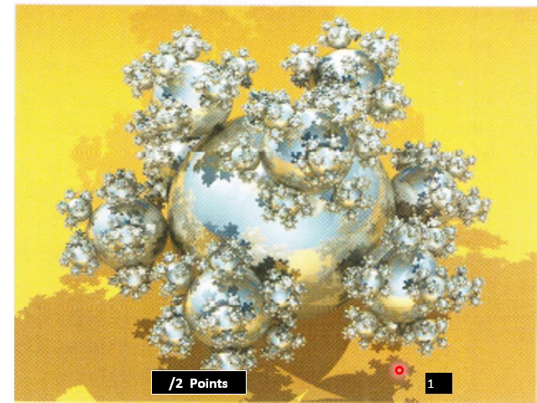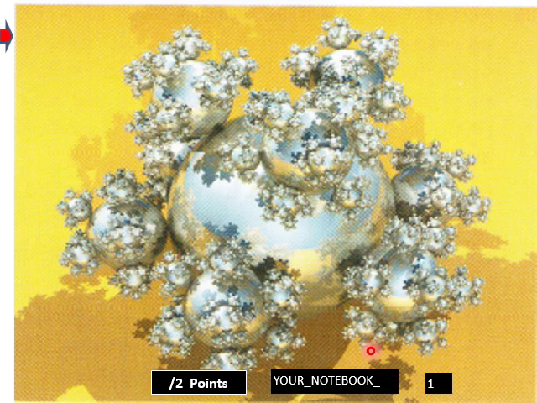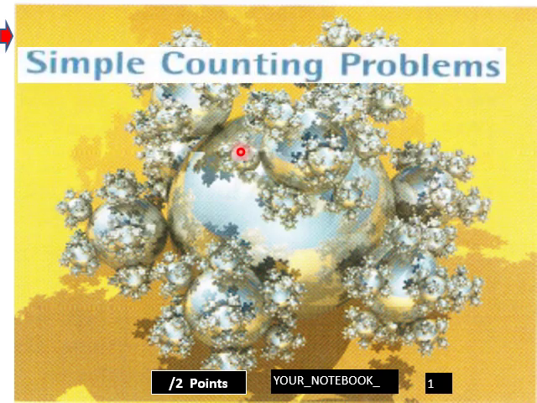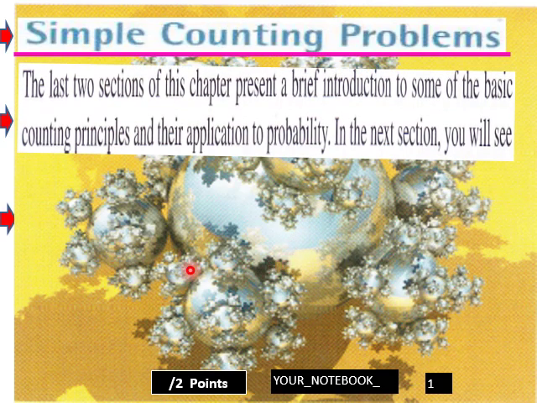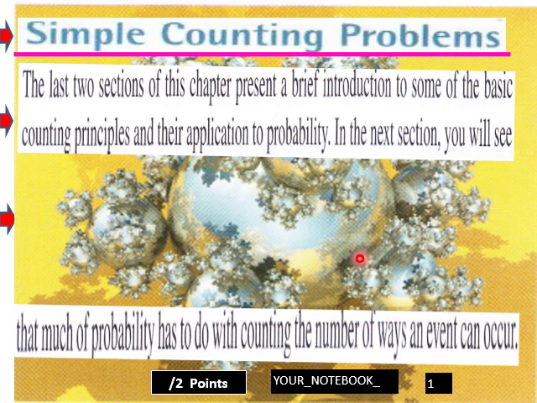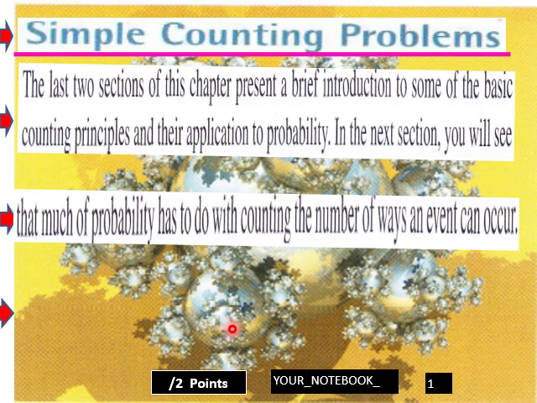Today's lesson in your notebook, students, have your notebook guide out for this. Simple counting problems. The last 2 sections of this chapter present a brief introduction to some of the basic counting principles and their application to probability. In the next section, you will see that much of probability has to do with counting the number of ways an event can occur. The following 2 examples describe simple counting problems.